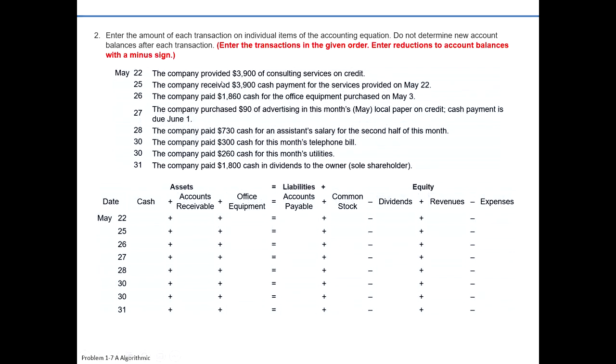I'm going to go a little bit more quickly through the 22nd and 25th because they're very similar to what we just did. The company provides $3,900 of consulting services on credit.